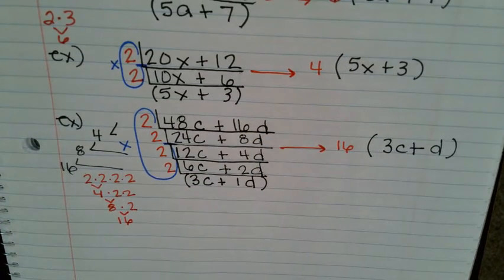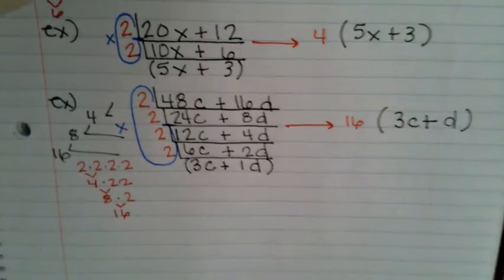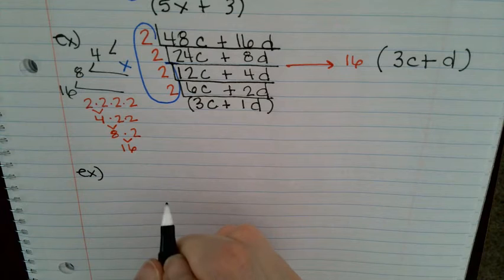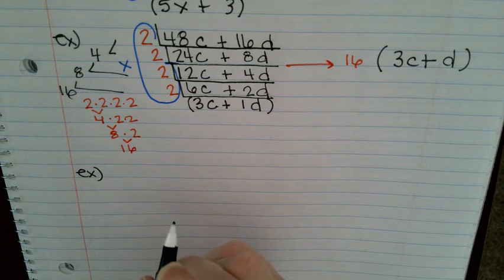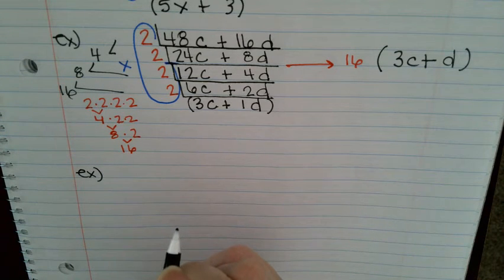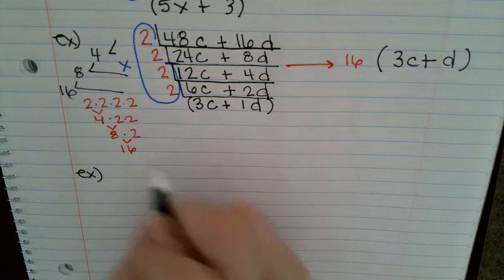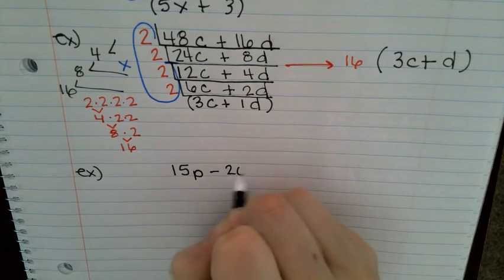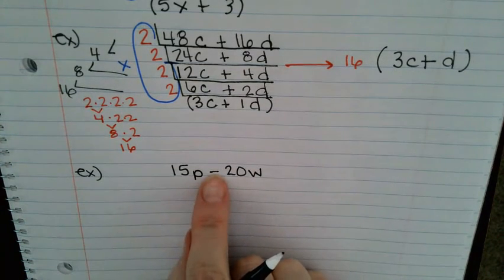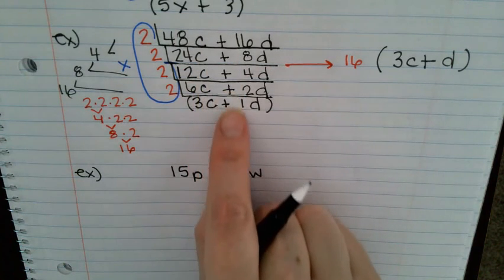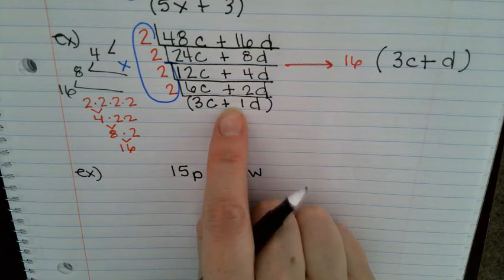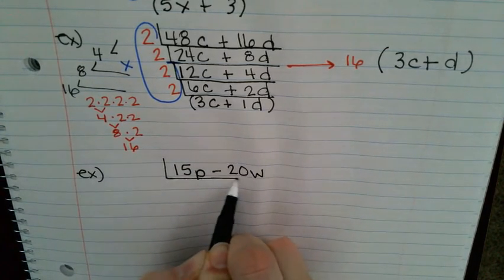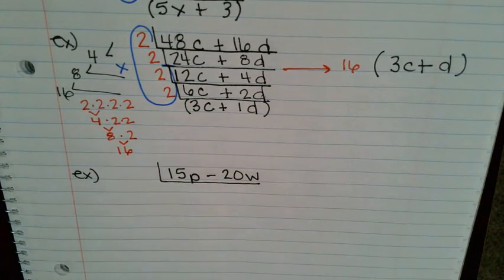All right. Here we go. We are going to do 15p minus 20w. And we're not going to worry about the subtraction because we noticed the subtraction just drops down, drops down, drops down. We're going to leave this as subtraction. And I'm going to draw my decomposing box. I'm going to look for common factors between 15 and 20.